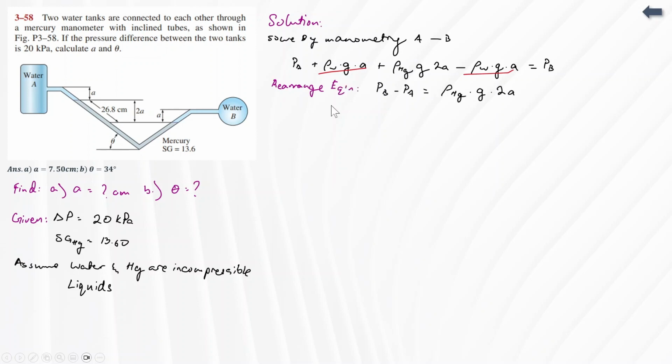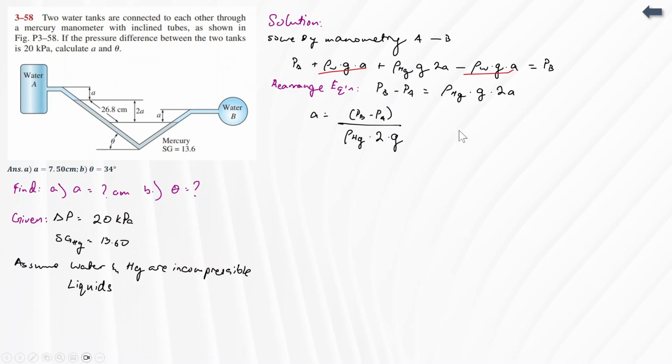And rearrange the equation so that we have yung PB minus PA. That will be, so we're gonna be left with density now of mercury times G times 2A. And we can isolate further to get 2A, A into this equation. That will be yung PB minus PA over density ng mercury times 2 times G.